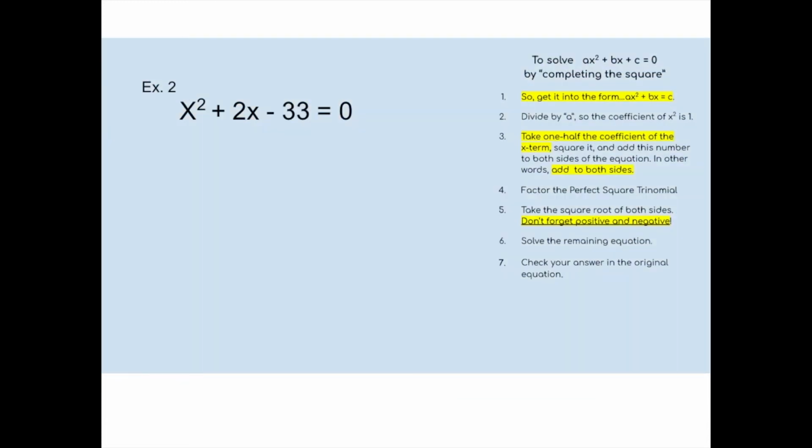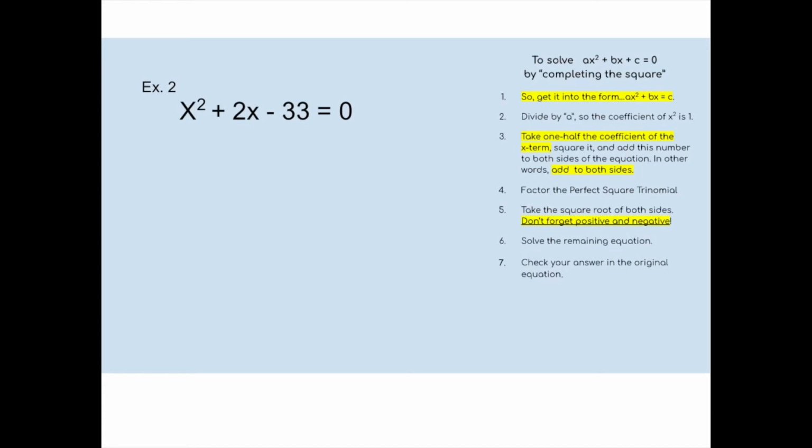For our next example, we have one that if we were to try to factor it, we can't factor. There are no factors of 33 that add up to 2. If we were going to try to graph it, we would find solutions, but they would be decimals that we couldn't see. So we'd have to do some calculator tricks. So we're going to solve it, again, this new way by completing the square.